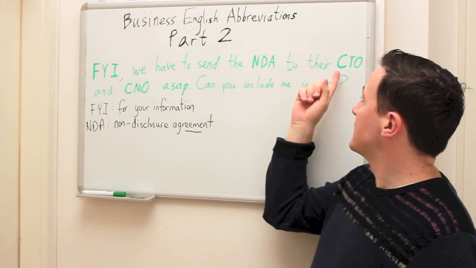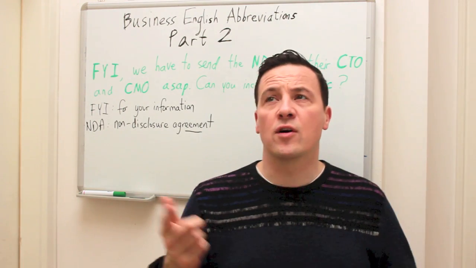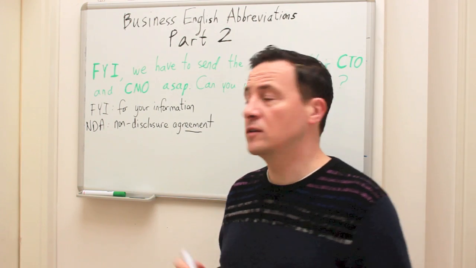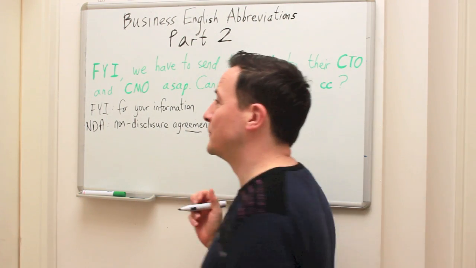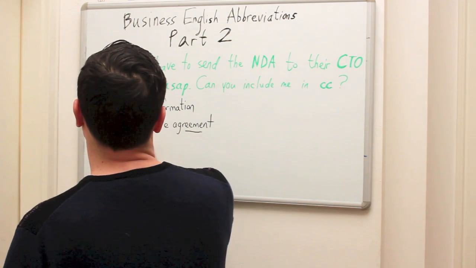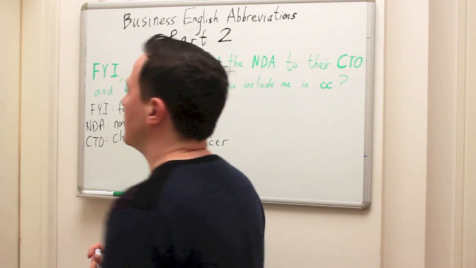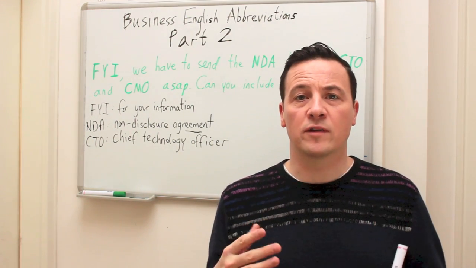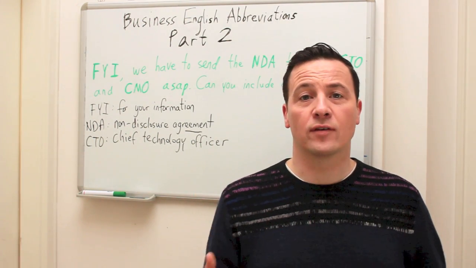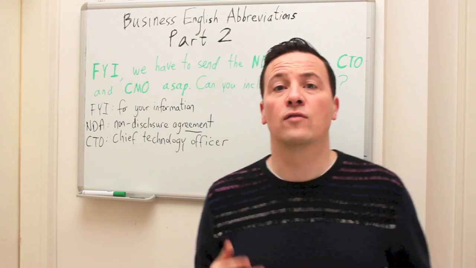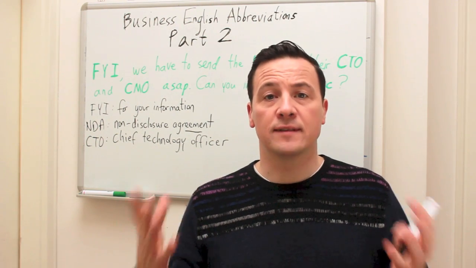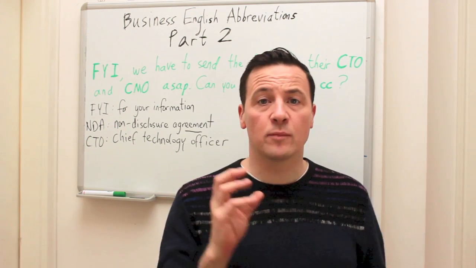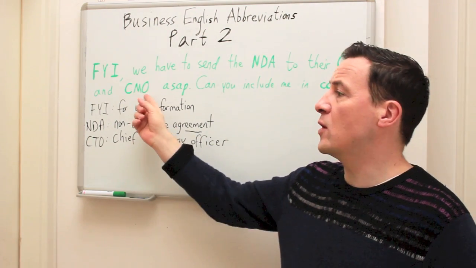The next one is CTO. In the first video I think we had CEO. This one, CTO, is Chief Technical or Chief Technology Officer. So this is basically the person in a company who is responsible for all the technical needs of a company, for all the IT needs, for all the IT support systems, the person who is responsible for that in the company.